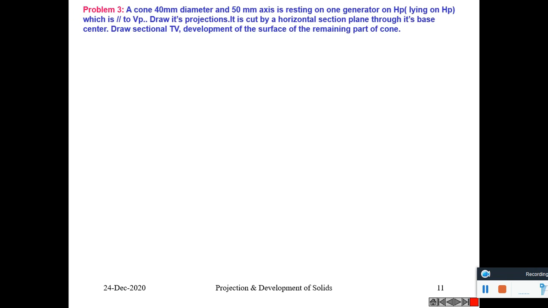Third problem, a cone 40 millimeter diameter and 50 millimeter axis is resting on one generator on HP, that is lying on HP, which is parallel to VP. That generator is parallel to VP. Draw its projections. It is cut by a horizontal section plane through its base center. Draw sectional top view, development of the surface of a remaining part of cone.